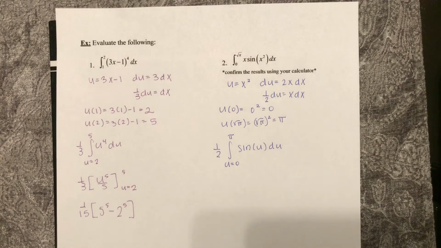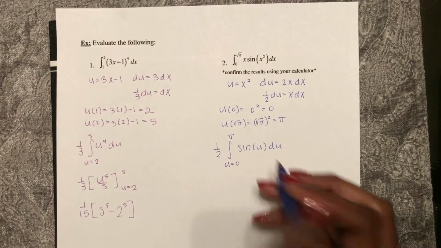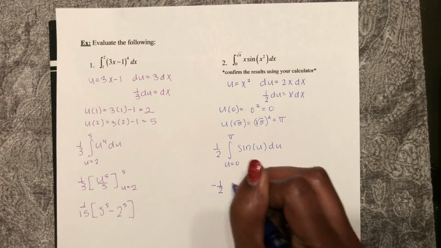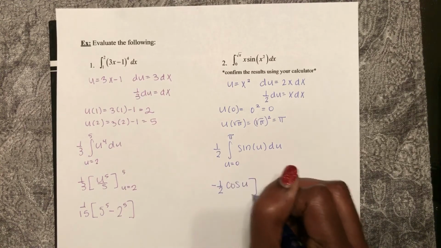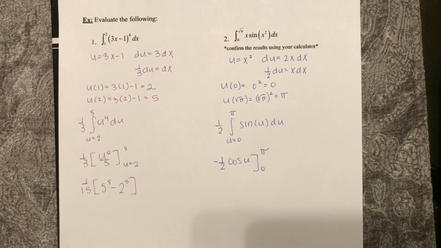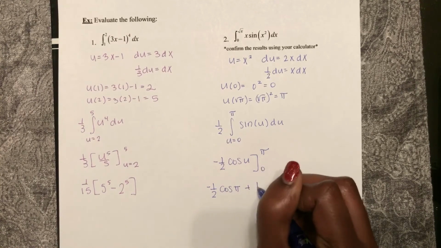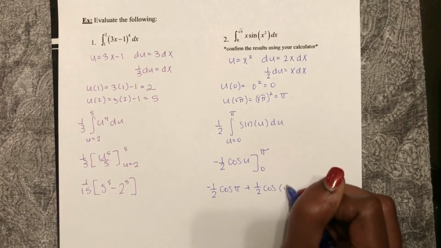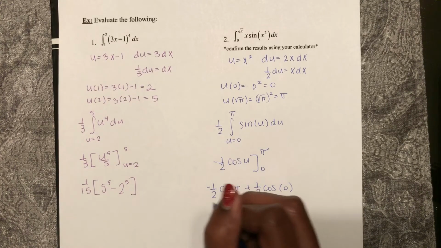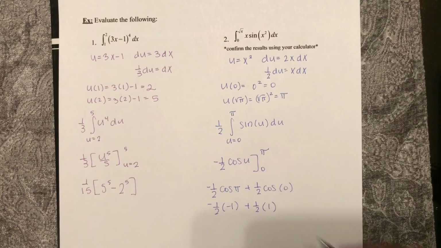So now when I take that antiderivative, the antiderivative of sine u is negative cosine u. So this becomes negative 1/2 cosine u from 0 to pi. So now that is negative 1/2 cosine pi plus 1/2 cosine 0. So that's negative 1/2 times negative 1 plus 1/2 times 1. 1/2 plus 1/2 is 1.